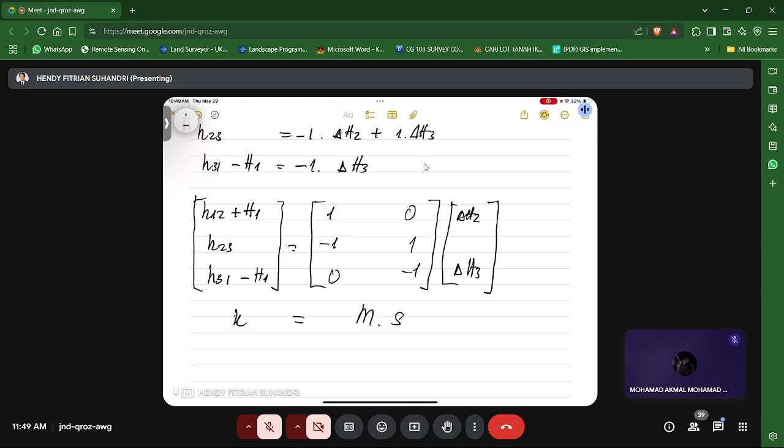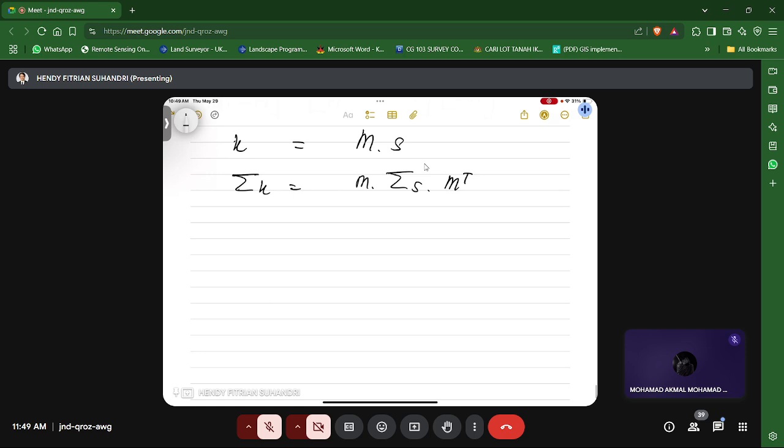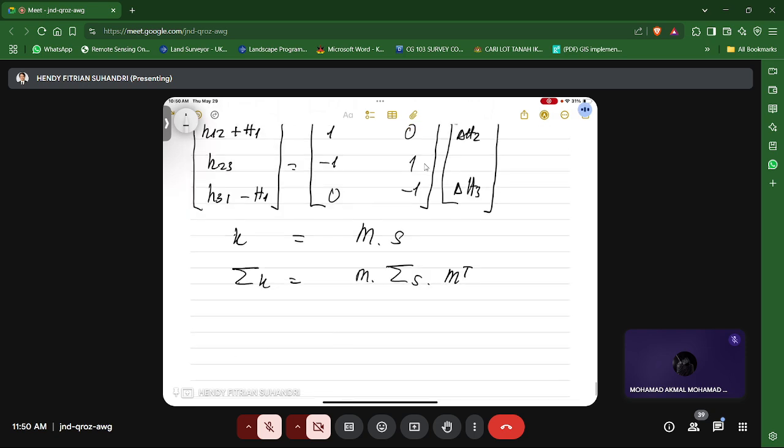So apa dia punya variance covariance? Variance covariance dia adalah menjadi sigma H12. Menjadi macam ni. Sebelum saya buatkan bentukan general dia, sigma K sama dengan M dan sigma S times M transpose. So apa tu sigma K? Sigma K ni adalah variance daripada beza tinggi 1, 2.